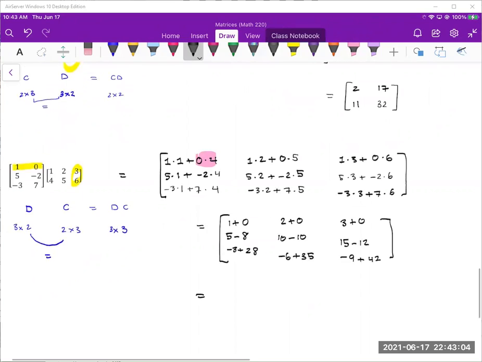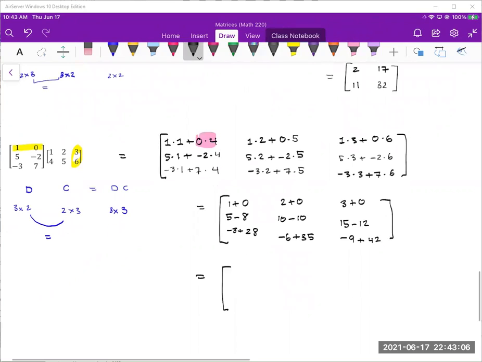Okay. And now we can finish this arithmetic. We have 1 plus 0 is 1, 5 minus 8 is negative 3, negative 3 plus 28 is 25, 2 plus 0 is 2, 10 minus 10 is 0. Negative 6 plus 35 is 29. 3 and 0 is 3. 15 minus 12 is 3. Negative 9 plus 42 is 33. All right, and so this is our matrix product.